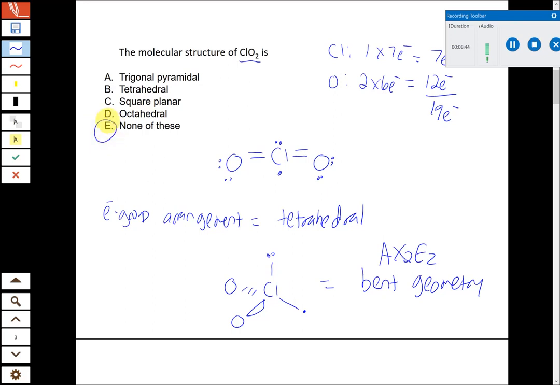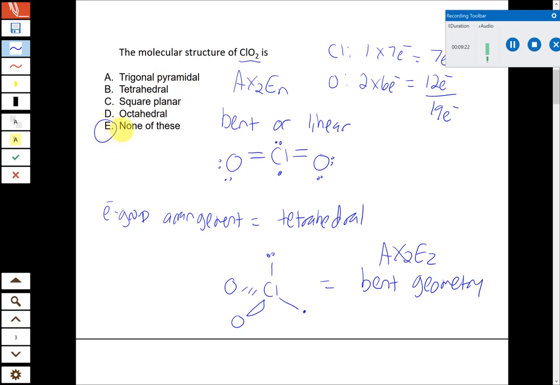But we probably could have gotten that faster, because as we said in class many times, if you have an AX2E structure, there are 2 atoms bonded to the central atom, and some number of lone pairs that we would determine if we needed to. In this case, when you have AX2, a central atom and 2 outer atoms, in other words 3 total atoms, your only 2 choices are bent or linear. That's all it can be if we're talking about the molecular structure. So if we look at the answer choices, none of those are bent or linear, so none of the above is definitely the correct answer without even drawing the structure.